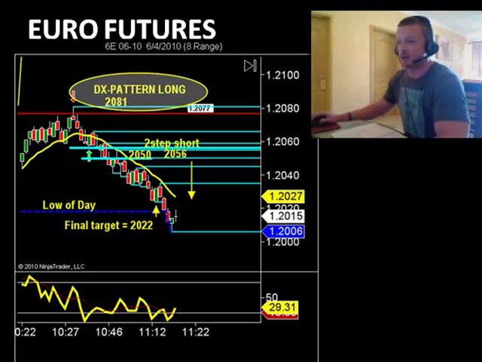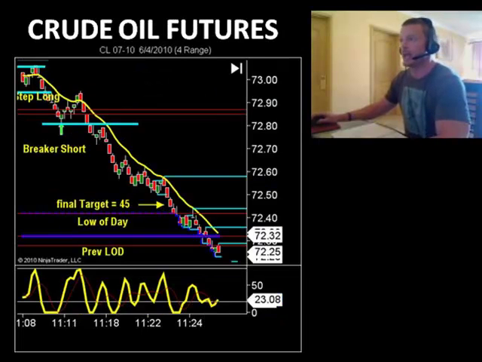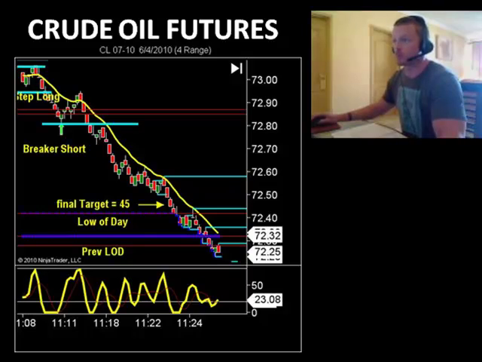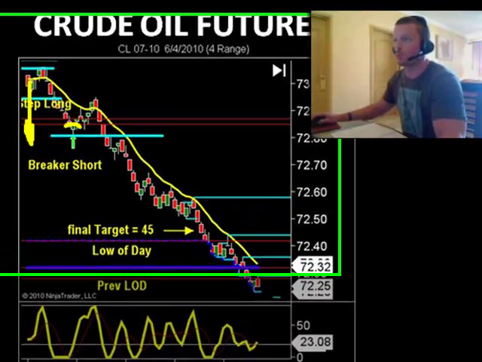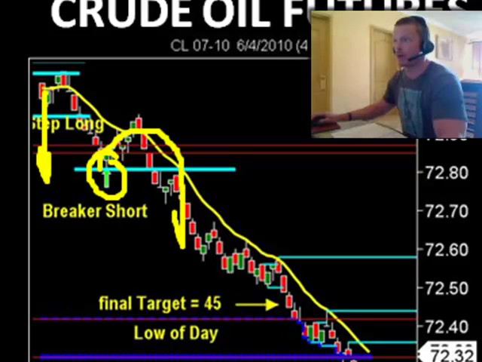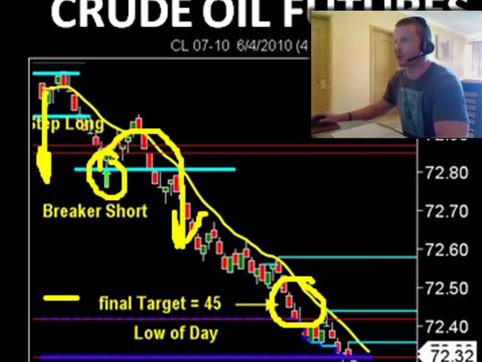And the final trade of the morning, guys, very easy trade to take, was on the crude, a breaker pattern short. One of our favorite markets, one of our favorite patterns. Short-term trend comes down. We break below our swing low, and there's your breaker pattern short. Final target down here at 45. So short, of course, from 80, down to 45.